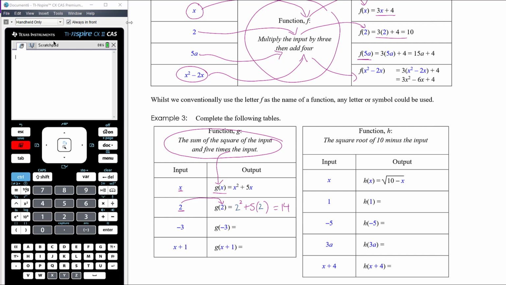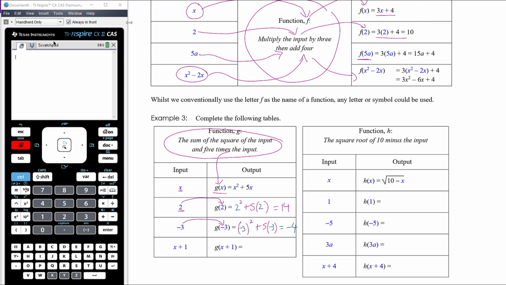All right, if my input value is -3, putting -3 into the function, summing the square of the input and 5 times the input to the number -3. So this time we're going to have -3 squared plus 5 times -3. So that's 9 minus 15, so -4.